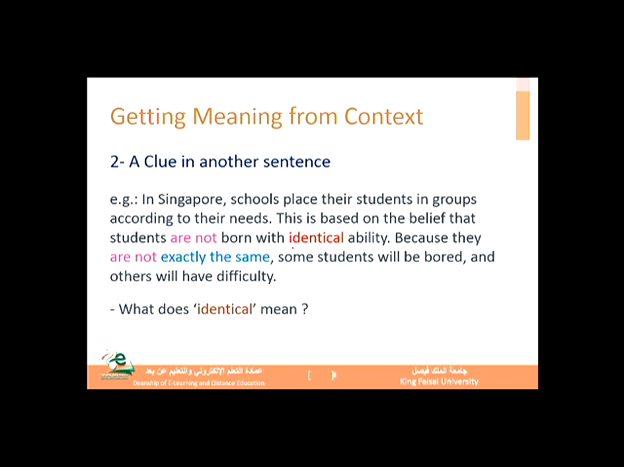Okay. Now a clue in another sentence. Now let's read this sentence together.